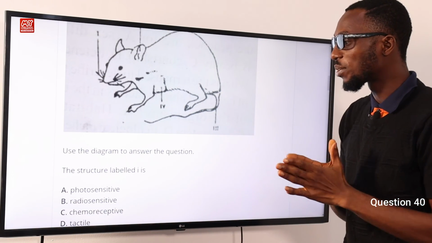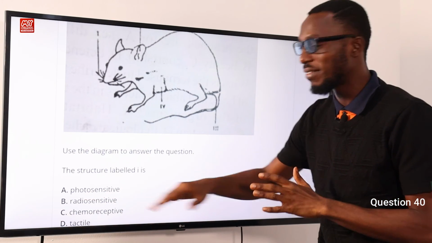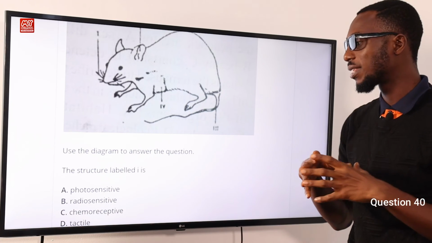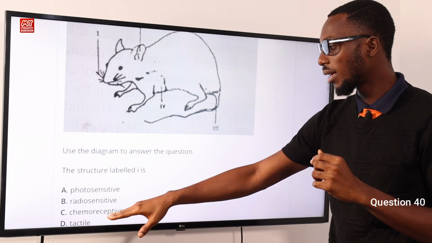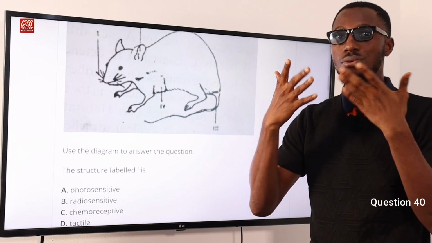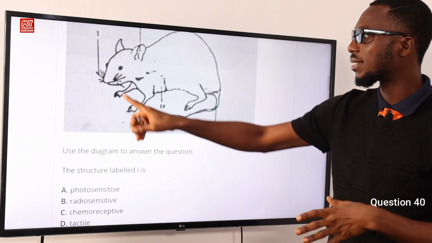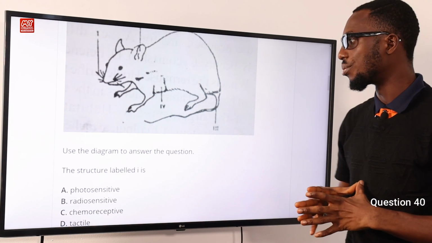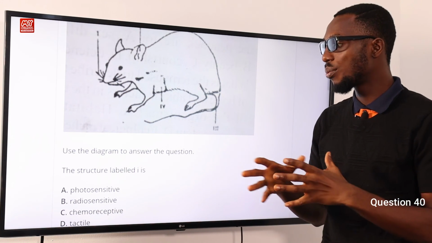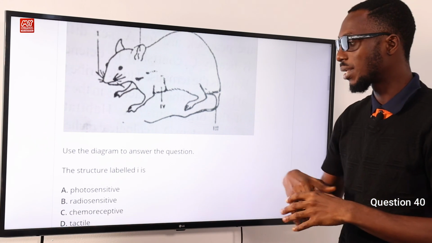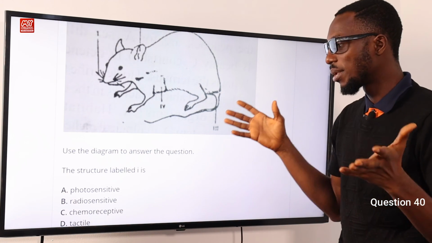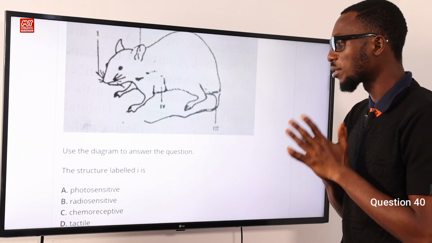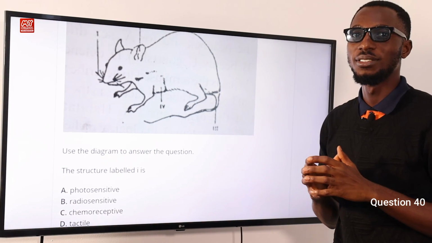So the correct option here is not photosensitive, that is to light. No. Radiosensitive, radioactivity. No. Chemoreceptive, that is probably to smells, to odor. That is the function of certain cells in the nose. So it is actually well responsive to tactile. So the correct option here is option D, tactile. So the structure labeled I is tactile.